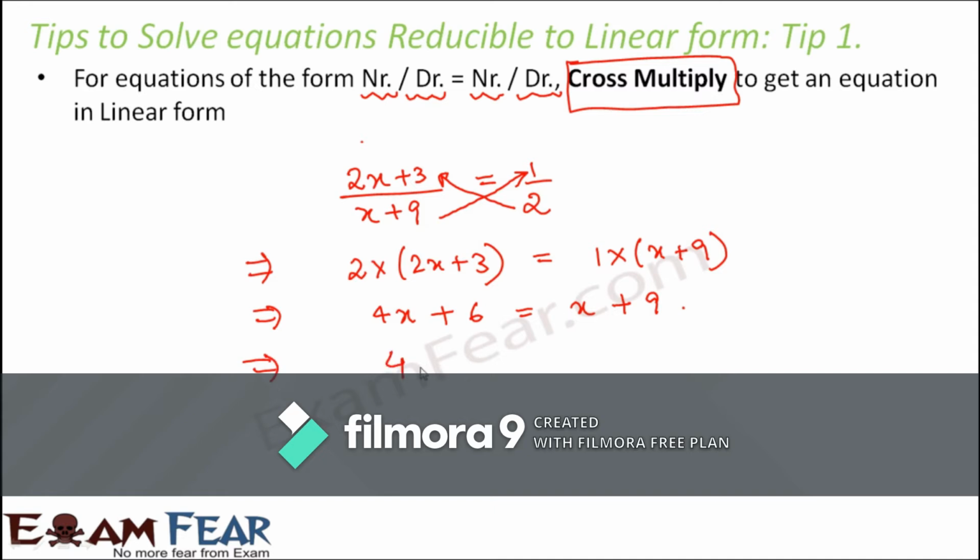Now you put all the variables on one side like this and all the constants on the other side. So you get 3x is equal to 3, or x is equal to 3 divided by 3, that is equal to 1. So x is equal to 1 would be a solution for this equation. So you see, even though the equation looked complex, we could very easily solve it.